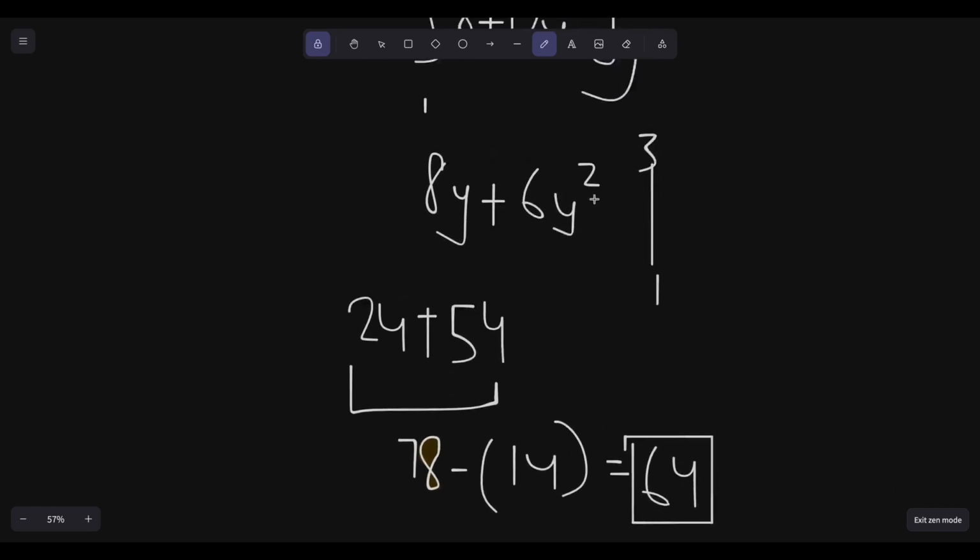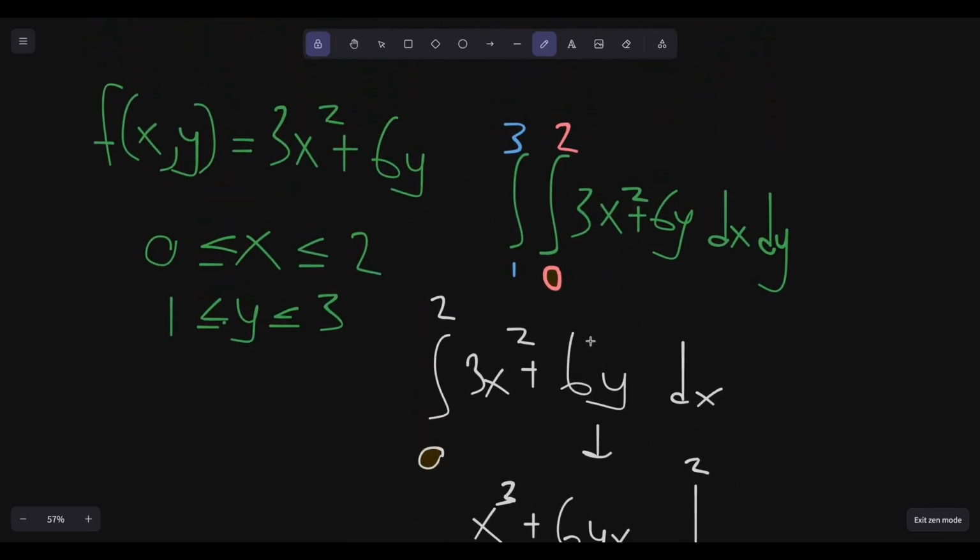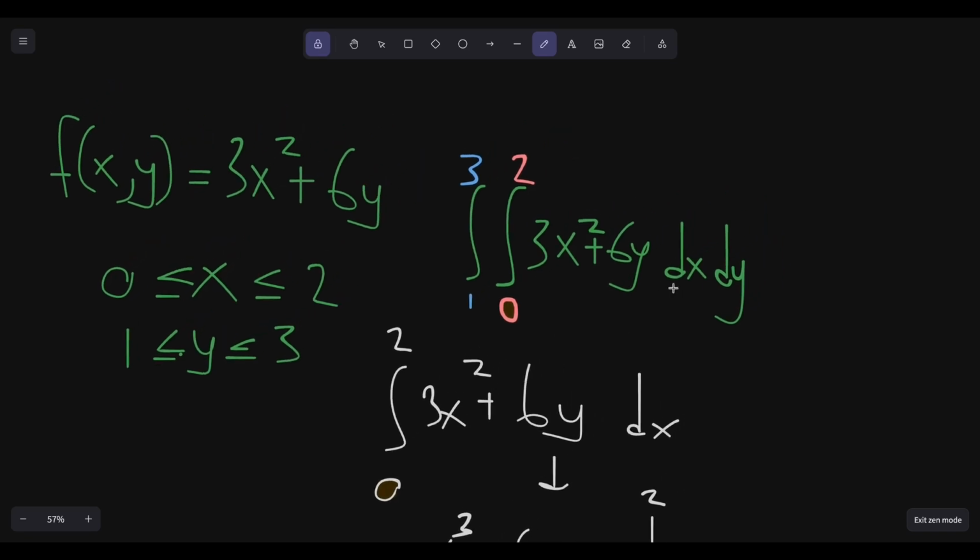And here's the cool part about these double integrals. The cool part is that you can actually swap the order. So instead of integrating with respect to x first, you can integrate with respect to y, and you would still get the same answer.